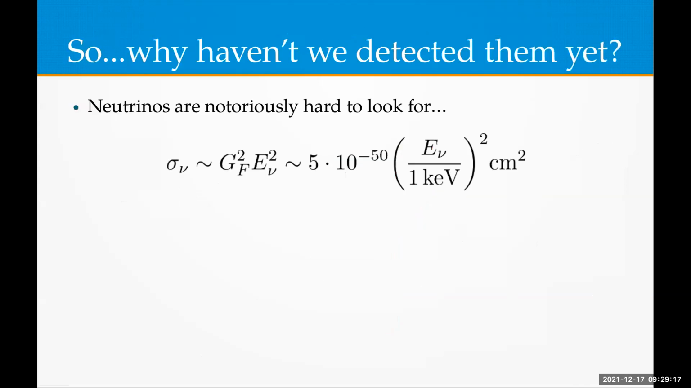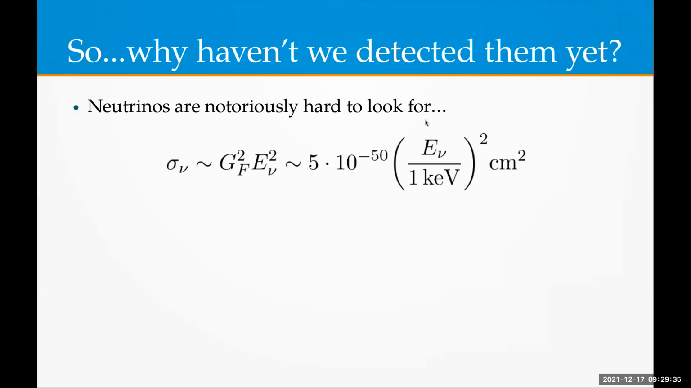So if they're so exciting, then why haven't we detected them yet? Neutrinos are notoriously difficult to look for. What I show here is a typical neutrino scattering cross-section. It goes like G_F squared times some sort of energy scale squared. And if you go ahead and plug in the numbers, you get that this comes out to be about 10 to the minus 50 centimeters squared.